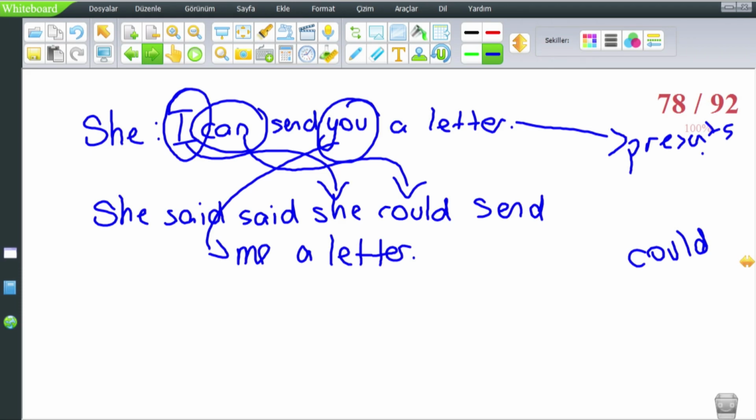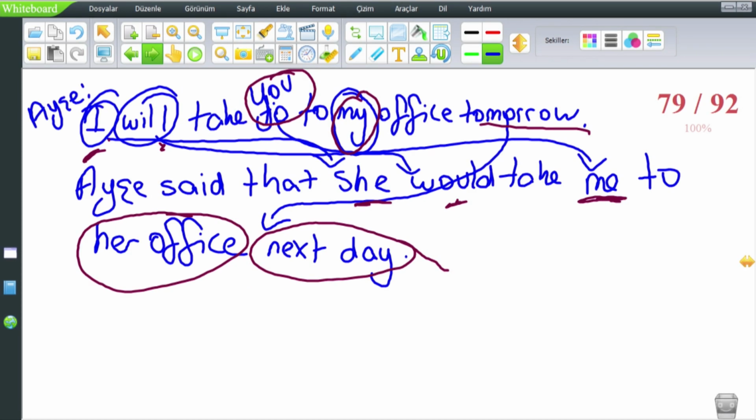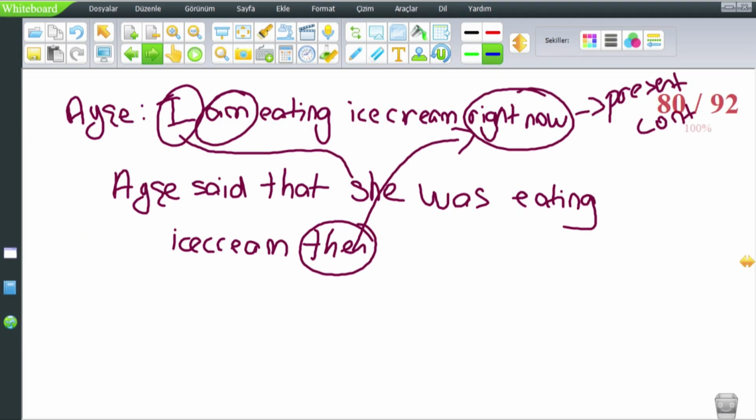I can send you a letter. We talked about modal verbs and how we use them in reported speech. Can turns into could. We talked about will, it turns into would, and we talked about may and might. We said that may turns into might, and if there is a might in direct sentences, it stays the same. We will use again might.